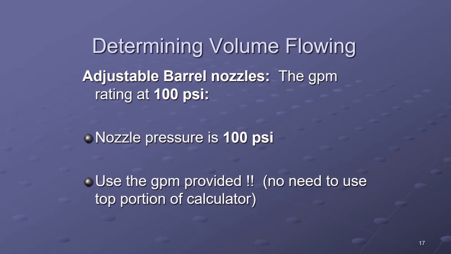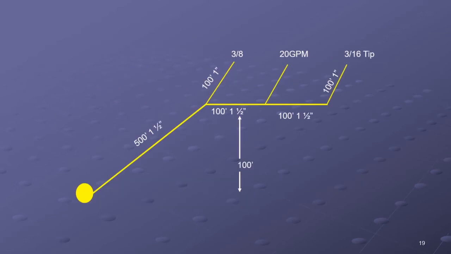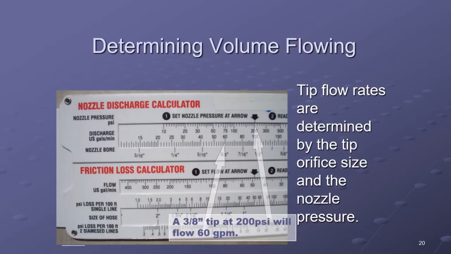So just like in the diagram we were looking at, it said 20 gallons a minute. Okay, well, that means it's an adjustable barrel nozzle. It's giving you the volume. Use the volume that's provided. You do not have to reference your calculator to figure out what that is. Okay, so looking here, which one's the barrel nozzle? Well, it's the one that has the volume listed. There's your barrel nozzle. So we just took a look at barrel nozzles. They're the easy one. It tells us the answer as far as volume goes.